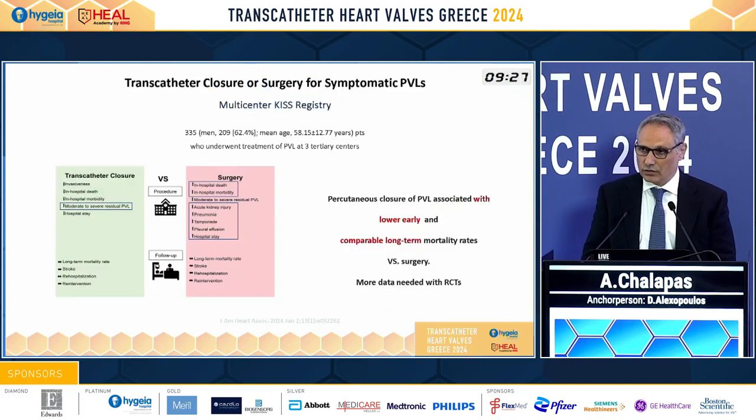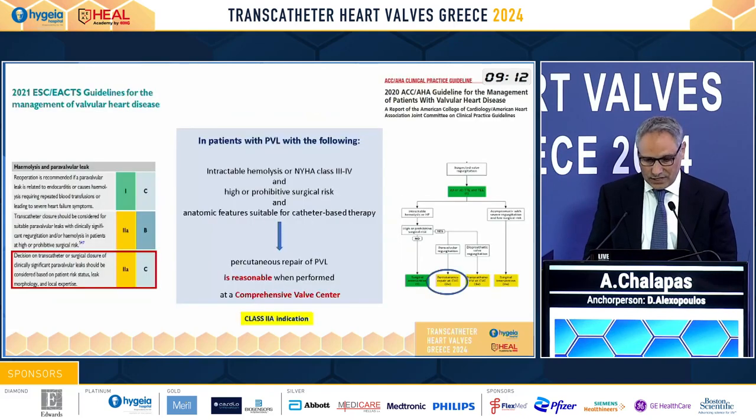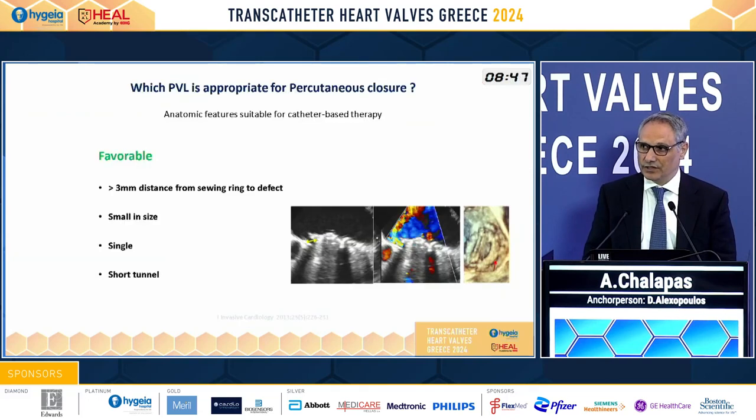Very recently, a few weeks ago, we have the data coming from the KISS registry, almost 350 cases, which showed the early benefit of transcutaneous approach regarding mortality and complications, with comparable long-term results. So based on that, guidelines from both sides of the ocean suggest as Class 2A recommendation the PVL occlusion in mitral position based on percutaneous approach when these procedures are done in comprehensive centers with high experience, when the surgical risk is very high or prohibitive, and of course when there are favorable anatomical characteristics.